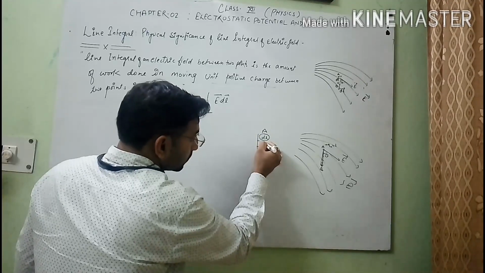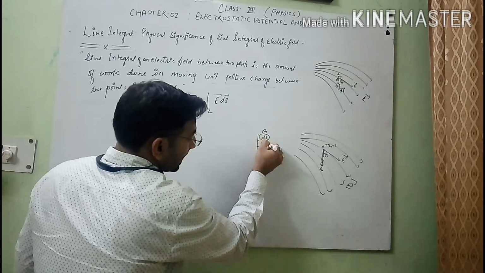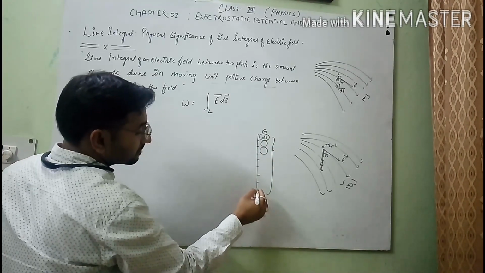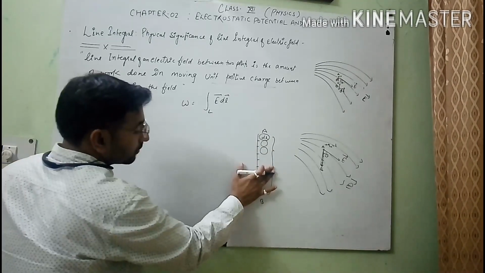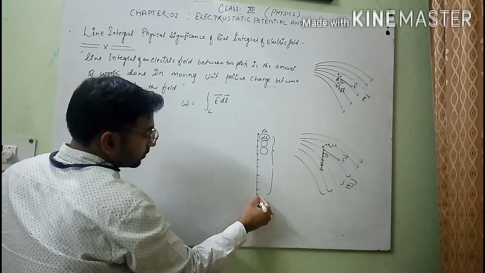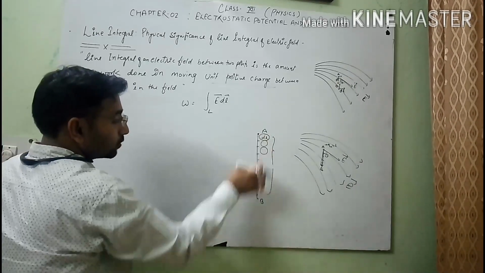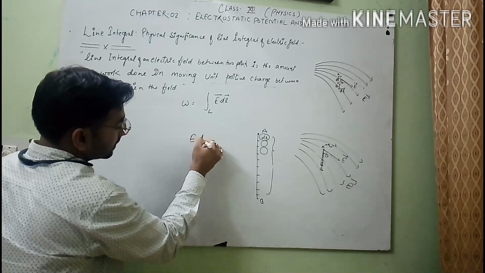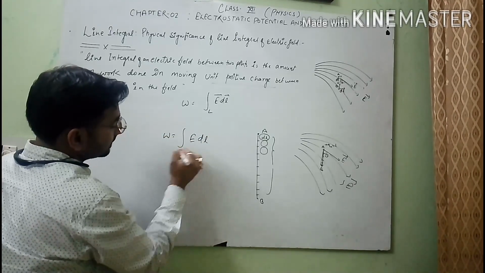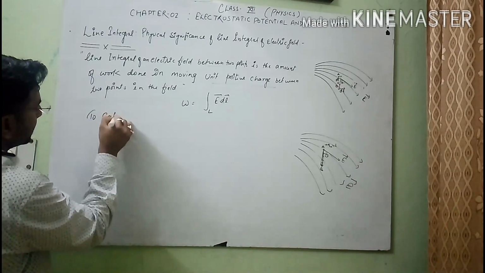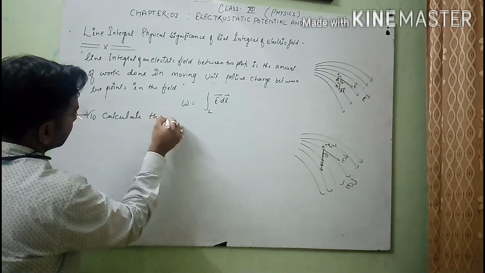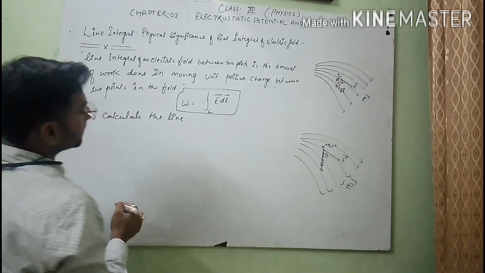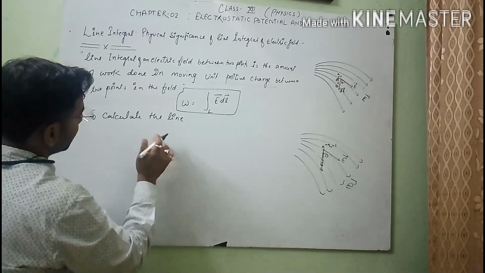You will do the work for each elementary distance and then combine the whole work, and you will finally get the total amount of work done to carry this charge between 2 points, either A to B or B to A. This work is the integral of E dot dl, and this is called the line integral. Line integral means the amount of work done by the electric field to carry a unit test positive charge between 2 points.